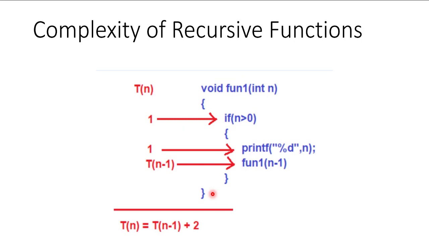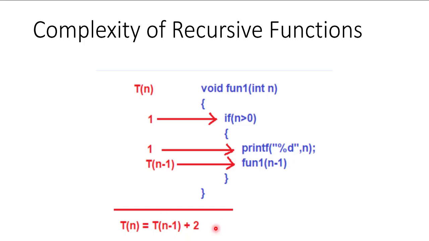What we said is that fun1 takes an int n, and the total time it will take is t of n. Then what time will be taken by fun1 of n minus 1? It will simply be t of n minus 1, because the value of n is decremented to n minus 1. So let us take the sum. It will be t of n is equal to t of n minus 1 plus 2.